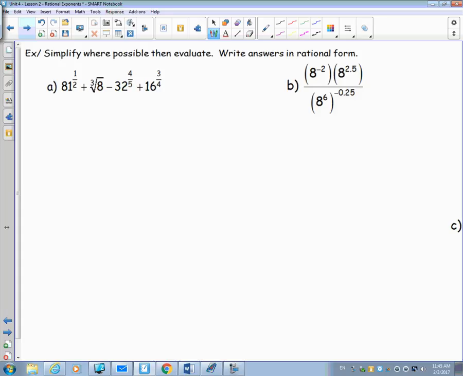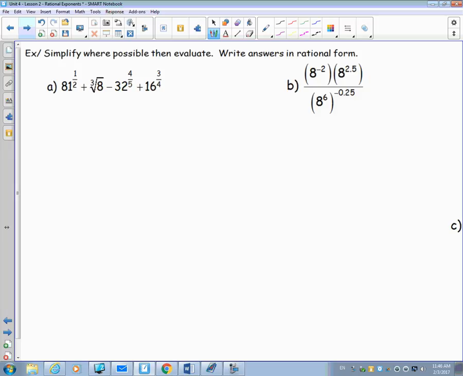Okay, I want to simplify where possible and then evaluate. I want to write my answers in rational form. We've talked about rational numbers before. Those are root numbers, right? Now our roots might have little nth values in front of them, okay, index numbers. So let's give this a try.